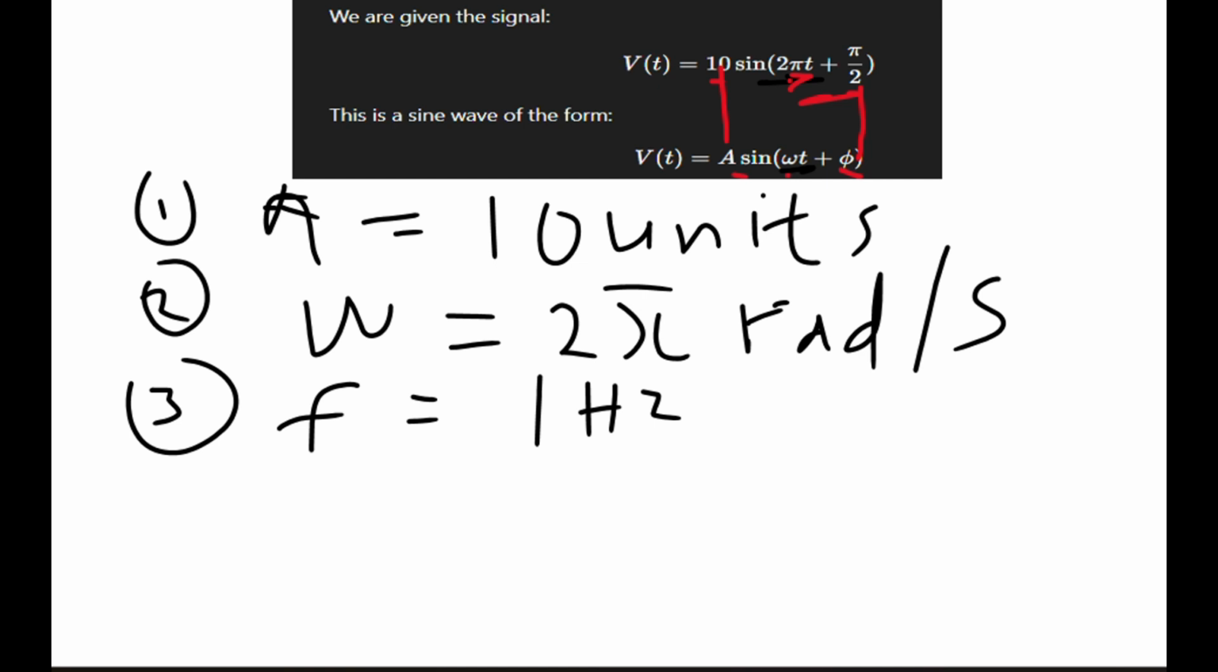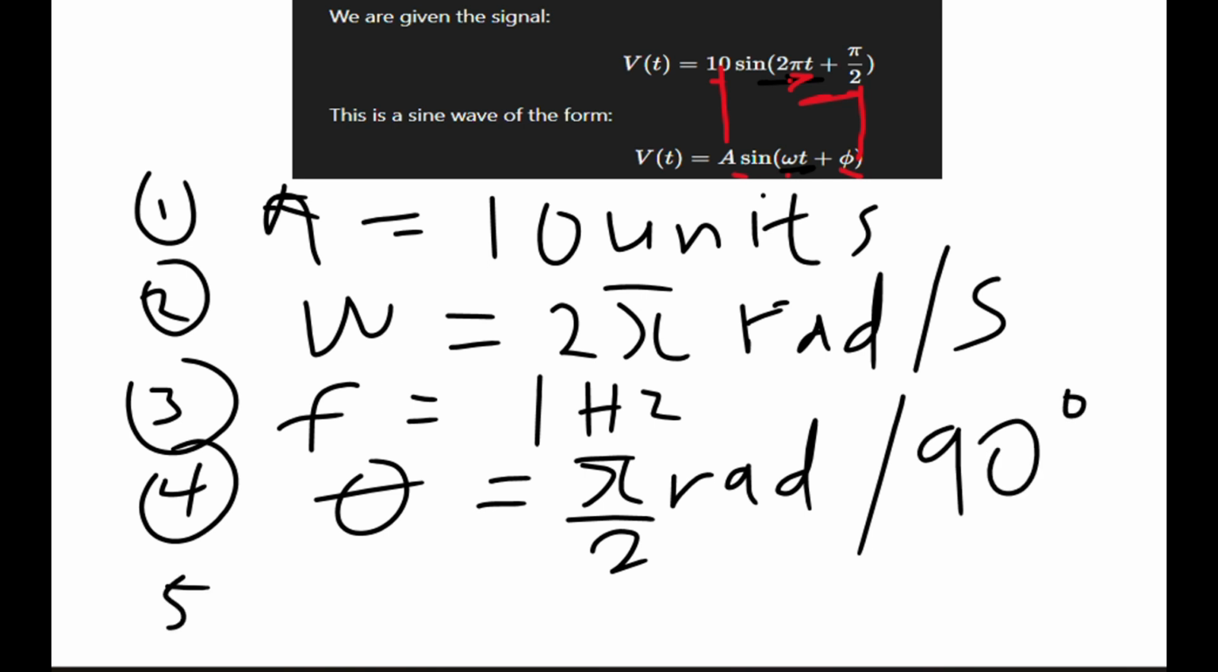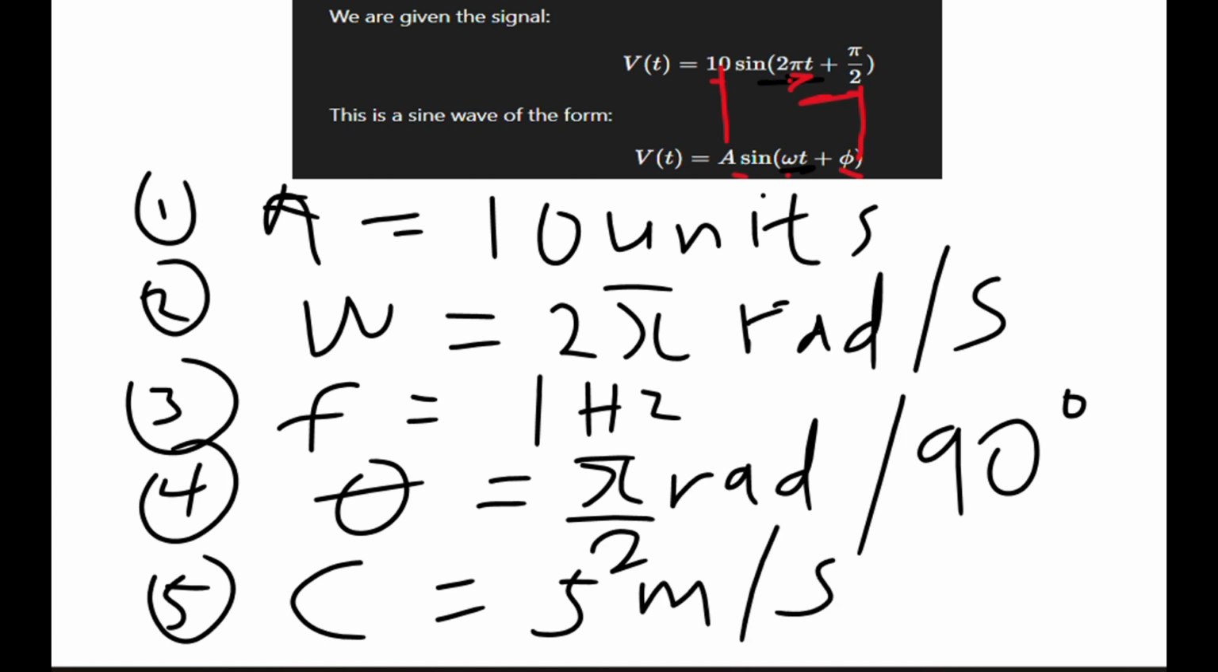Yes. And then 4, we have our phase angle, which is the phi, to also be equal to pi over 2 rad. Don't forget we did the conversion, so we have 90 degrees for our phase angle. And then finally we have our speed to be equal to 5 meters per second. So this tells us that the signal is running at a speed of 5 meters per second. So every second it covers a space of 5 meters.